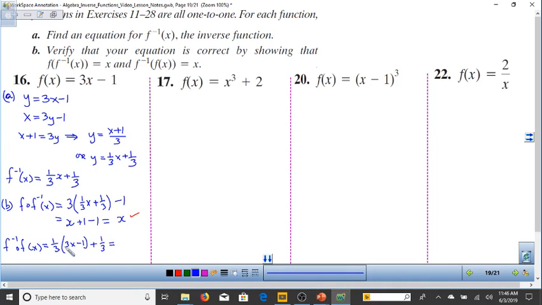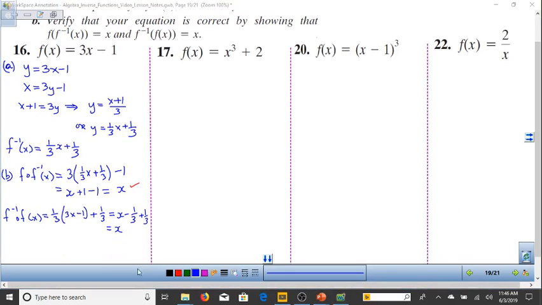When I distribute the 1/3, I get 1/3 times 3x is x, 1/3 times -1 is -1/3, and then plus the 1/3, and that gives me x. So there we have it. We see then that in both cases, when you do the composition of one function with the other function, the result is x. So the functions are inverses of each other. Now let's go with the next example.